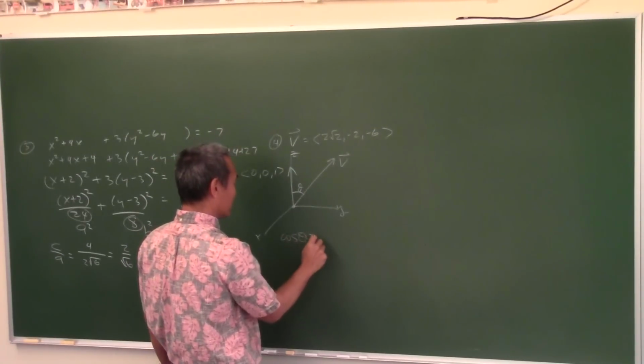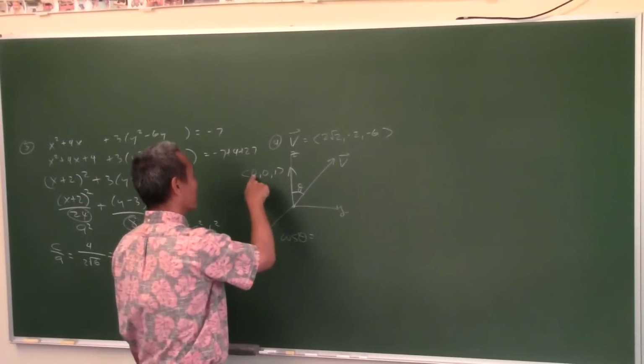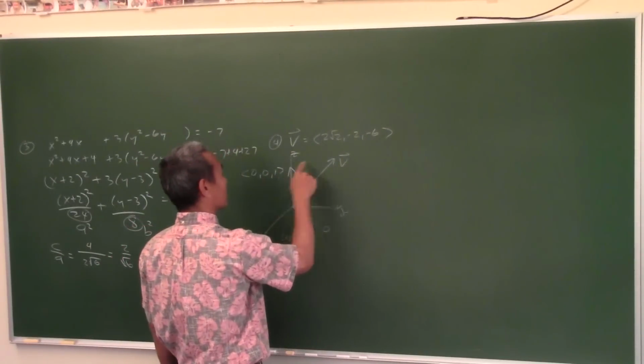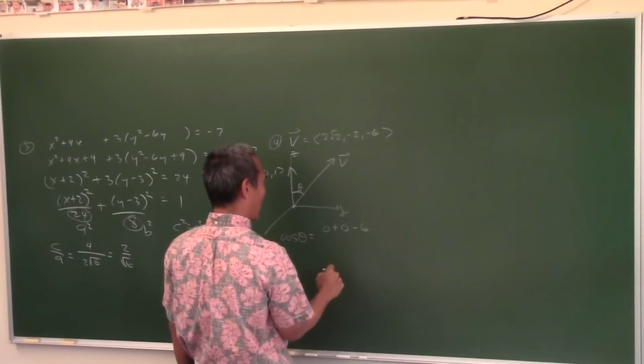So cosine theta is equal to the dot product of the 2 vectors. Now, remember how to find the dot product? You multiply the x components, you multiply the y components, that's 0, and then you multiply the z components, right? Add them up.